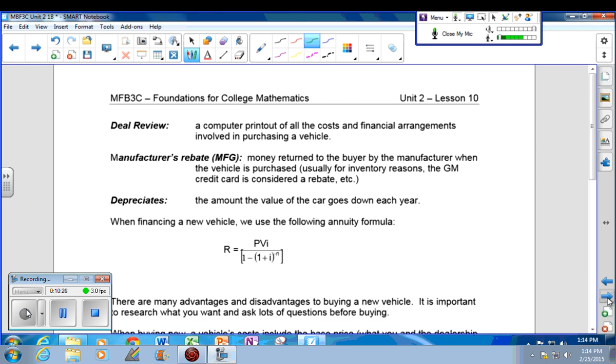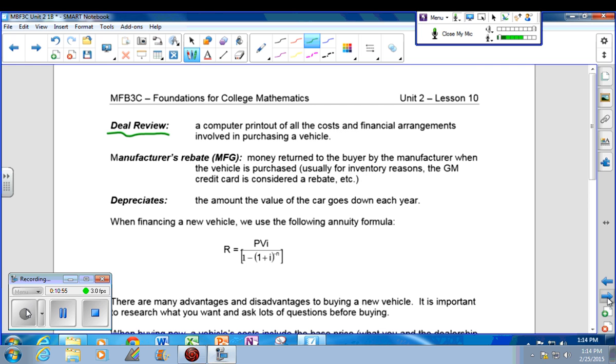Now, really important here is this thing called the deal review. Okay, and you should get one as far as that goes when you're trying to buy a new vehicle. The deal review is a piece of paper that shows all of the fees, every single fee, every calculation, every credit, right? Everything. Okay, so you should get one of those before you sign anything.